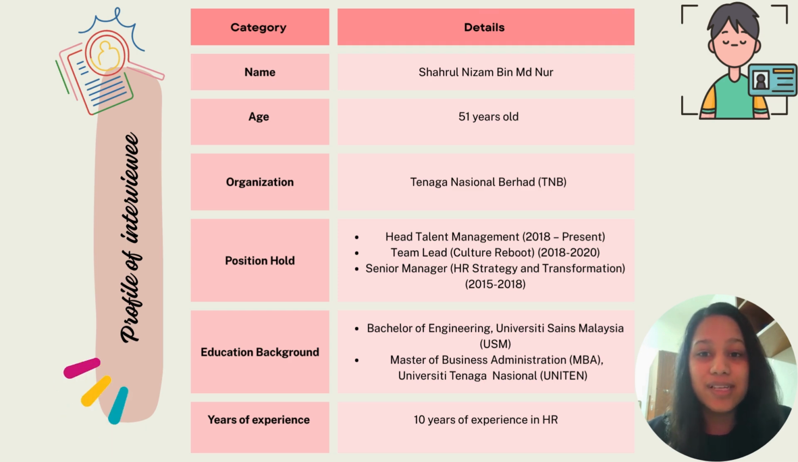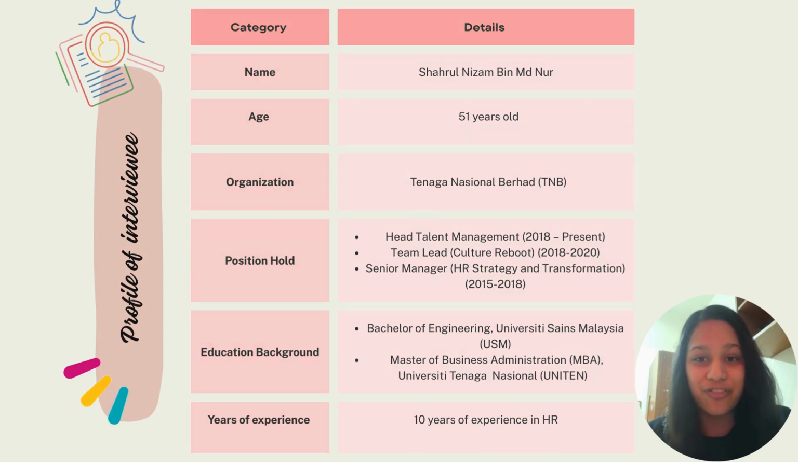Currently, Mr. Shahrul is the head of talent management at Tenaga Nasional Berhad, TNB, but in the past, he has held the position of team lead and senior manager, HR strategy and transformation in the same organization. He holds a Bachelor of Engineering from University Science Malaysia and a Master of Business Administration, MBA, from University Tenaga Nasional, Uniten. He has 10 years of experience working in the HR field.